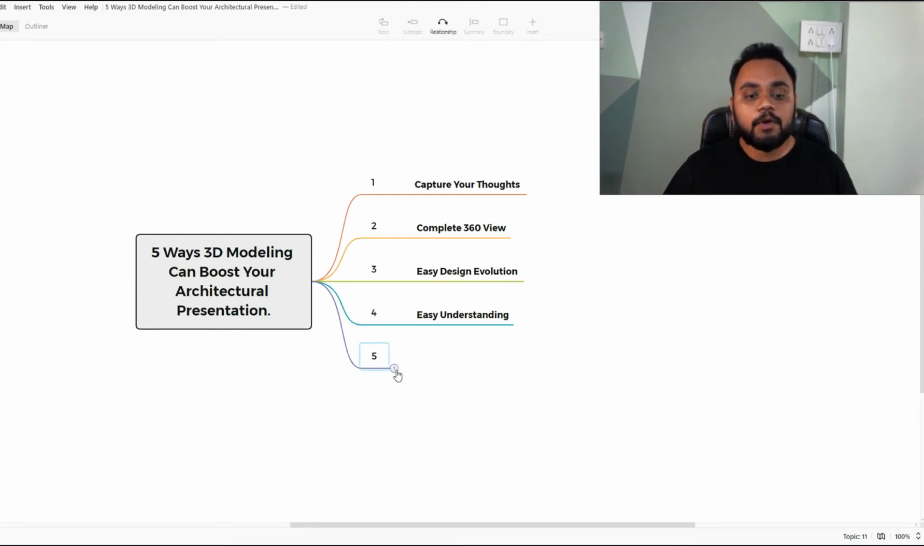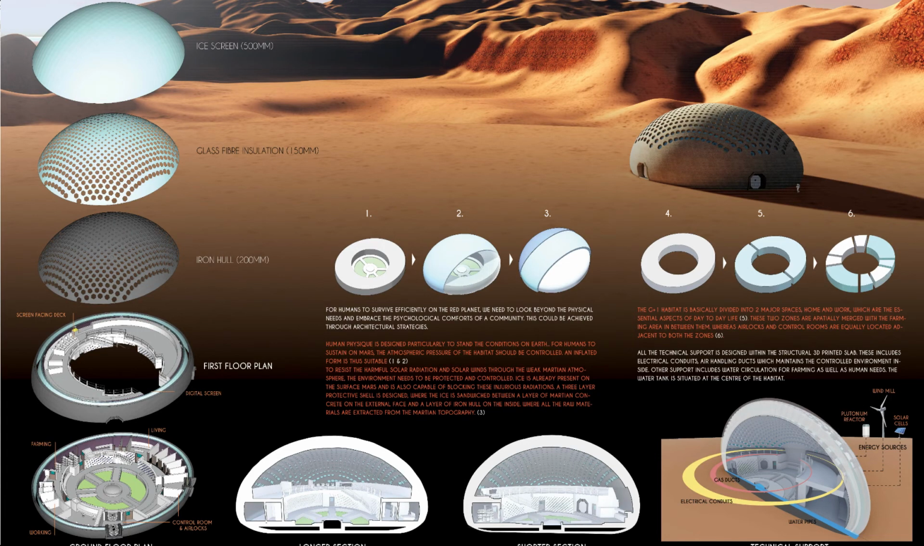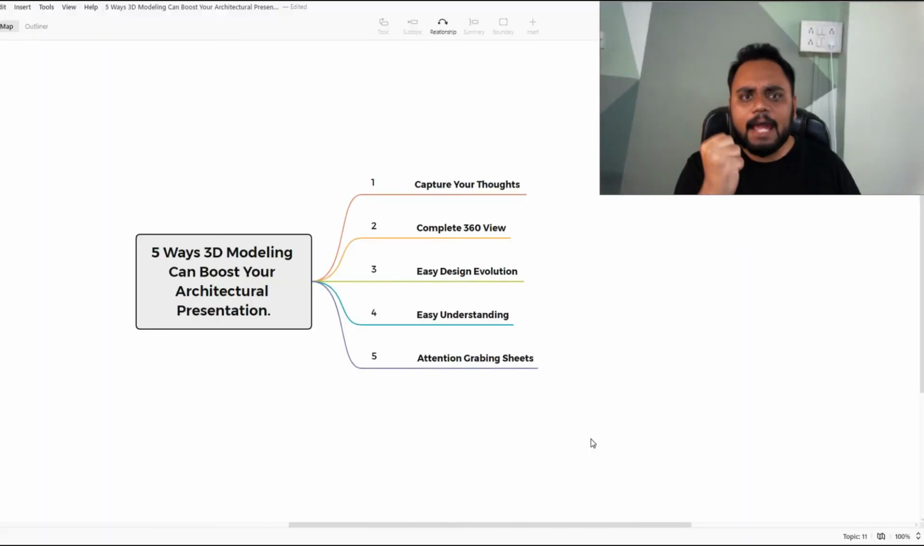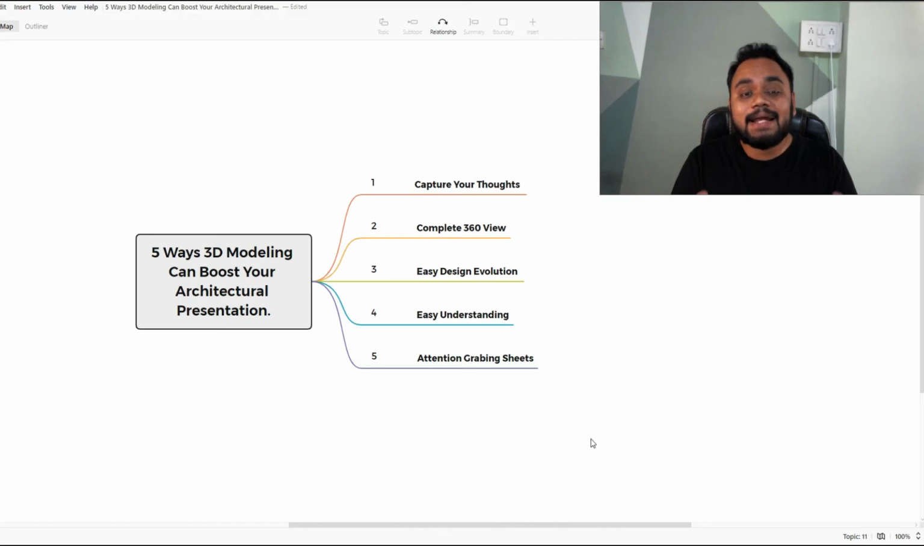And the final point, the fifth point that we have over here, is you can create attention grabbing sheets. Because when you're able to put a lot of 3D views into your sheets, these are the things that instantly grab the attention of your viewer. When you have attention grabbing sheets, that is what captures and hooks your users onto looking at your design and even understanding your design properly. And this would affect your marks, and not just marks, but the decision-making process of your client if you're a professional, and of your jurors if you're a student. So it becomes easier to understand, and 3D models help you to create attention-grabbing presentations.